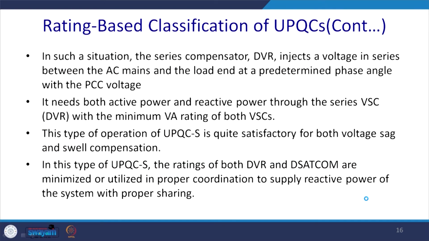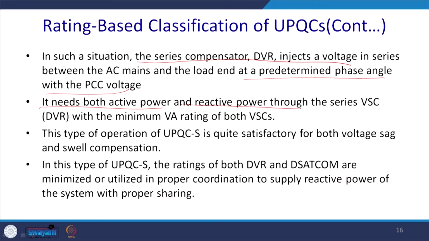Now, what happened here? In such a situation, the series compensation DVR injects a voltage in series in between the AC mains and the load end phase angle at the PCC. It is not arbitrary, it is pre-calculated. So, what kind of voltage do you require to inject? You will solve this problem in the assignment, what kind of angle is required to be calculated. Based on that, you will set the angle for the injection. It needs both active power and reactive power through the series VSC.